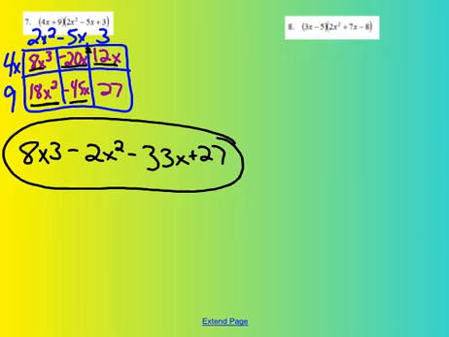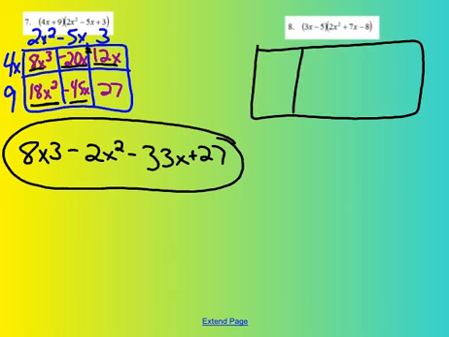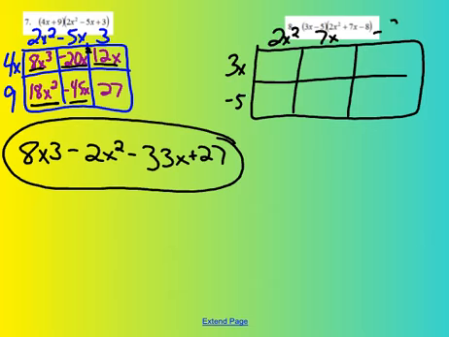And these are awesome problems. I turn around, I did this right. We only have 4 more to go. So let's make my box again. Here, I'm going to do something. No, we'll do it next one. So 3x, negative 5, and then 2x squared, 7x, negative 8.